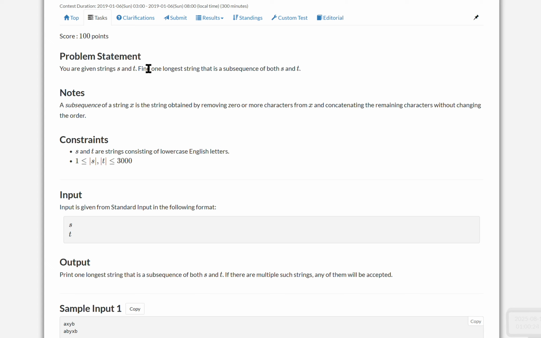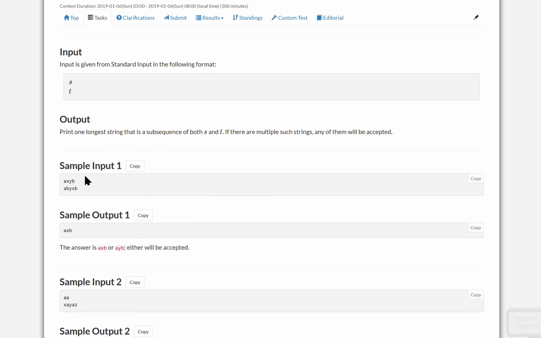Okay, so you have two strings S and T. Their maximum length is 3000. We can work with that. And you just need to find the longest subsequence that is a subsequence of both S and T. So let's see how we can work with this. Essentially, a subsequence is where you take a string and keep it in the same order, and you can omit any of the characters. So basically you keep the same ordering, but you can delete any characters.